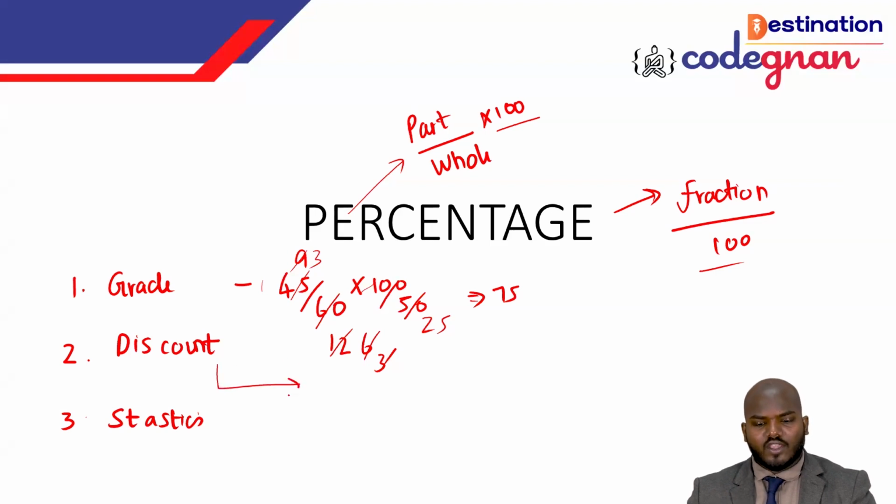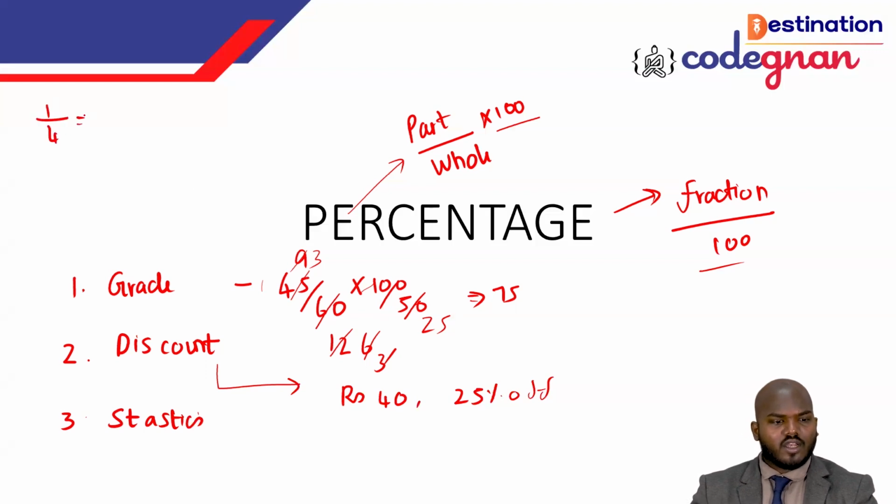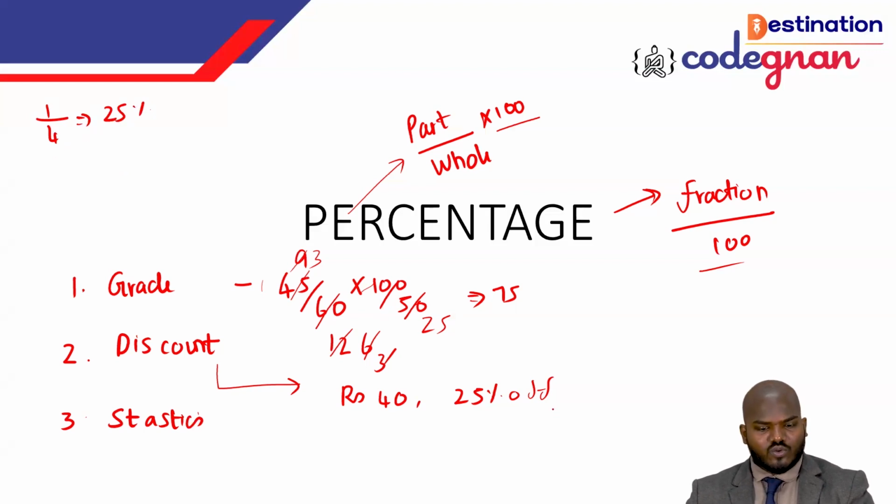Going to the discount, say that there is a 25% offer. The real price is equal to 40 rupees. If I say 25% off, how can you calculate this? I just want to recall the previous class where you learned about fractional values with respect to decimals. 1 by 4 is equal to 25% or 0.25.